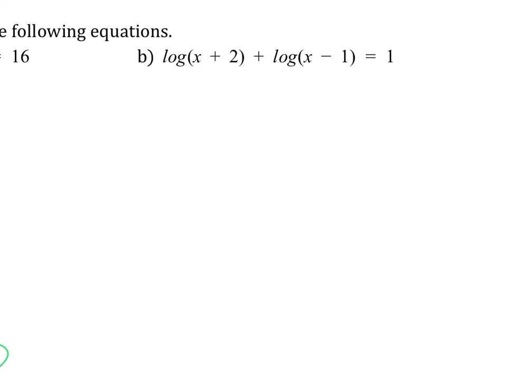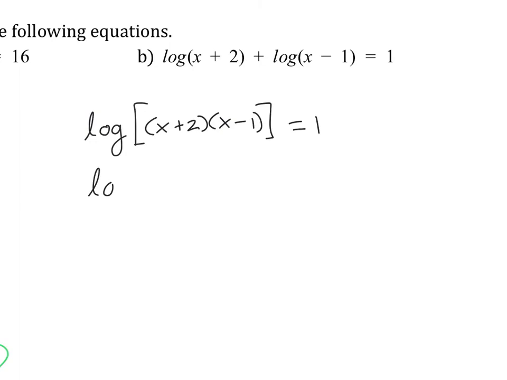So here you can see that I have two separate logarithms. So our first step is going to be to combine these into a single logarithm using those laws we talked about in the last lesson. So if you see a sum of two logarithms, we can turn it into a single log of a product. So I'm going to multiply x plus 2 and x minus 1. Here, let's multiply that out before we rewrite it. So we get x squared plus x minus 2, and then equals 1.